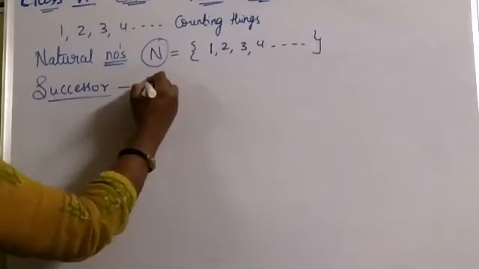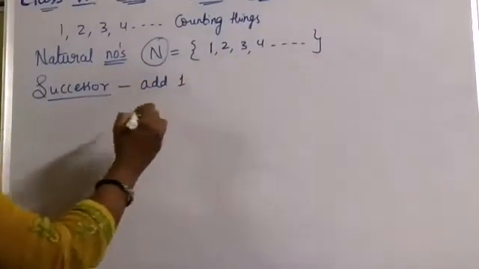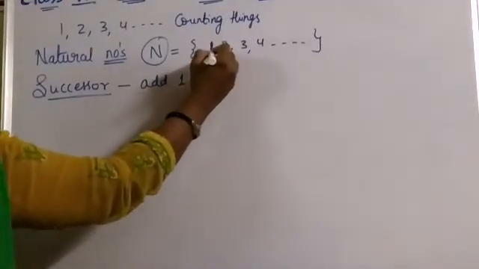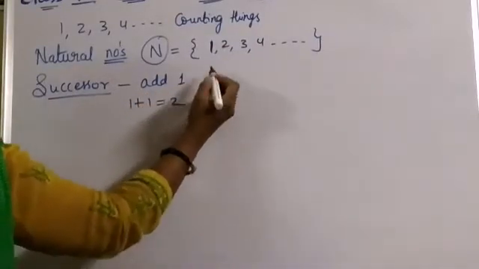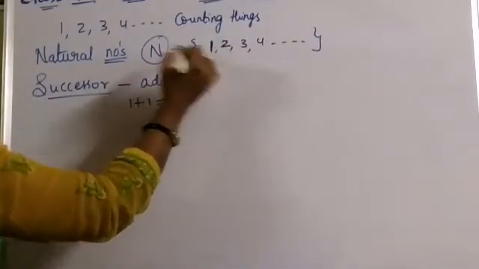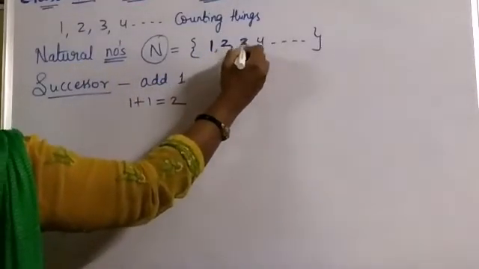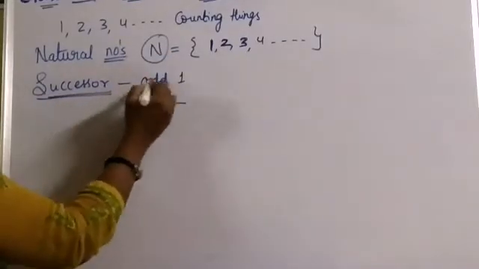Now coming to what is meant by successor. When we add 1 to any natural number, we get its successor. For example, what is the successor of 1? 1 plus 1 gives you 2, so 2 is the successor of 1. What is the successor of 2? 3, since 2 plus 1 gives you 3. So successor is nothing but adding 1.